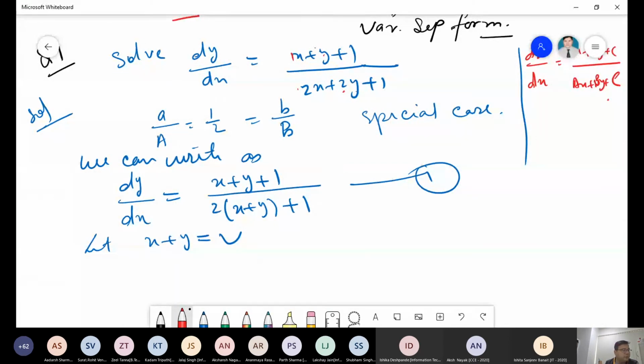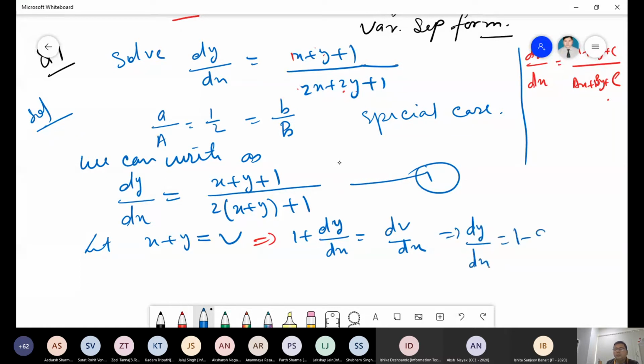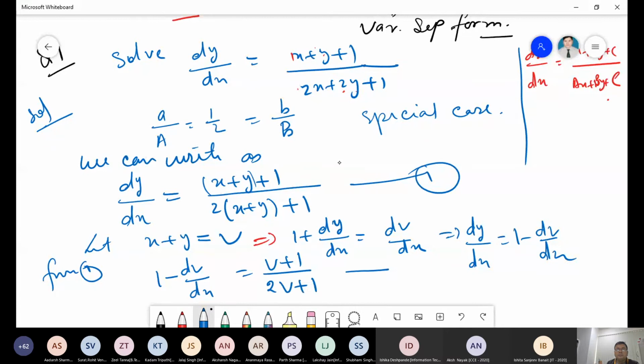Now we let x plus y equal to v, and this implies that 1 plus dy by dx equals dv by dx. So dy by dx will be equal to dv by dx minus 1. From equation 1, the left-hand side is dv by dx minus 1, and on the right side x plus y plus 1 becomes v plus 1 upon 2v plus 1.